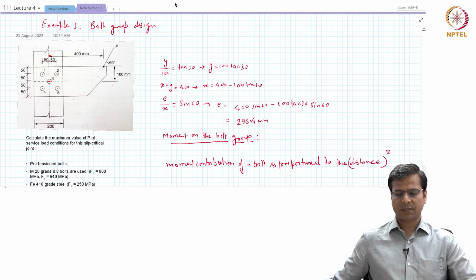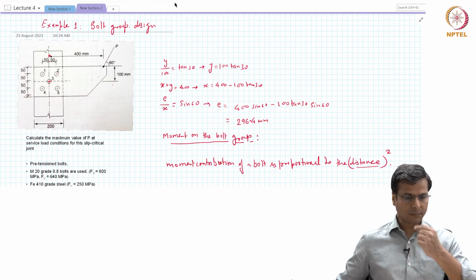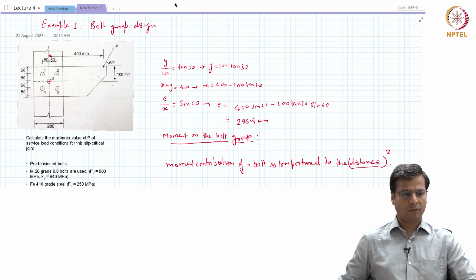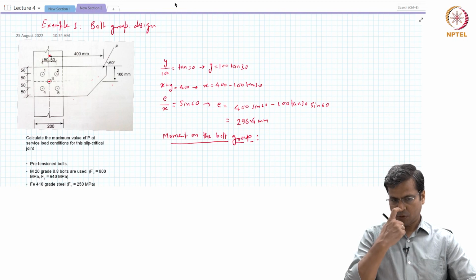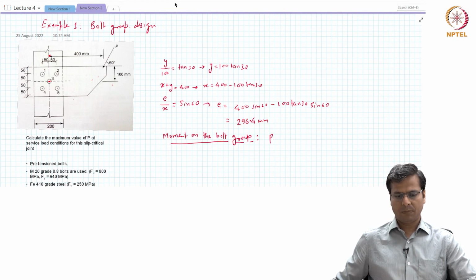When I say distance, I mean distance from the centroid, and when I say centroid, I mean centroid of the stiffness squared. In this particular case, since all four bolts are equally distant and bolt 3 has zero distance from the geometric centroid, the moment will be distributed equally between bolts 1, 2, 4 and 5, and bolt 3 will not resist any moment. Anyway, we'll get there in a minute. So moment on the bolt group is P multiplied by E, that is 296.4 P.